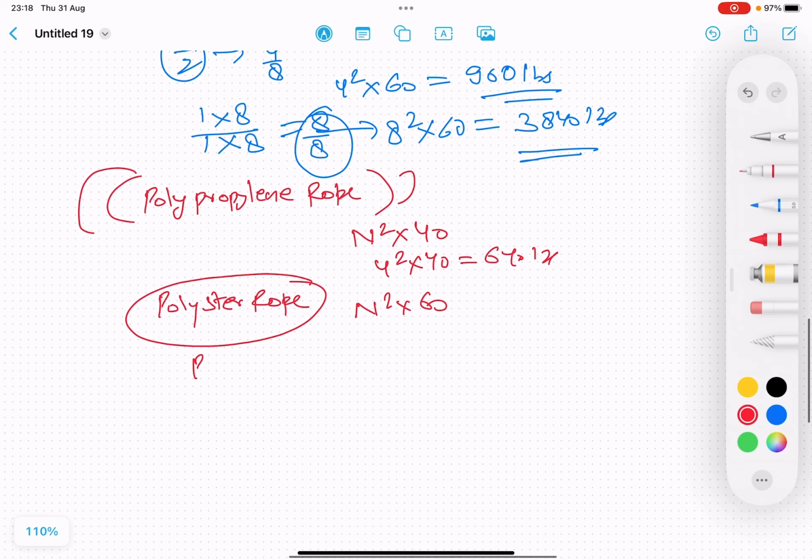If it is polyethylene rope, then it is basically n squared into 35. You can usually calculate. Okay, hope this is clear up to you.